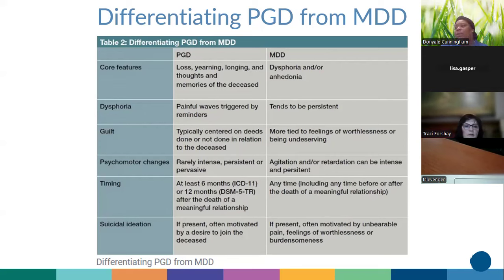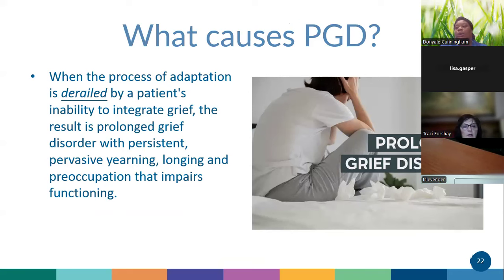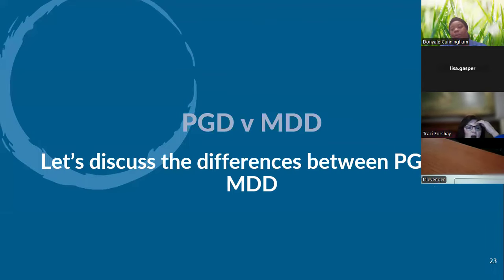So we're going to break down a little bit of what causes prolonged grief disorder, and then we're going to talk about some derailers here. So what causes prolonged grief disorder? When the process of adaptation is derailed by a patient's inability to integrate grief, the result is prolonged grief disorder, with persistent, pervasive yearning, longing, and preoccupation that impairs functioning. So, the clinical syndrome of prolonged grief disorder contains symptoms of persistent acute grief with one or more derailers. And so, we'll get into derailers in a bit, but let's discuss the differences between prolonged grief disorder and major depressive disorder.